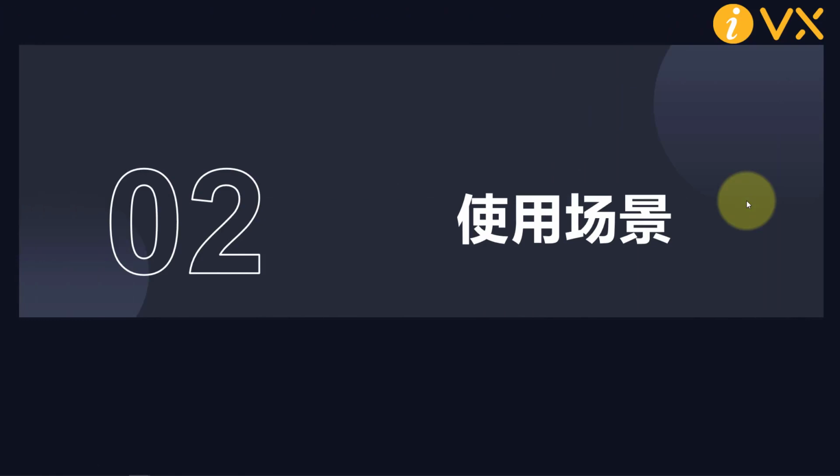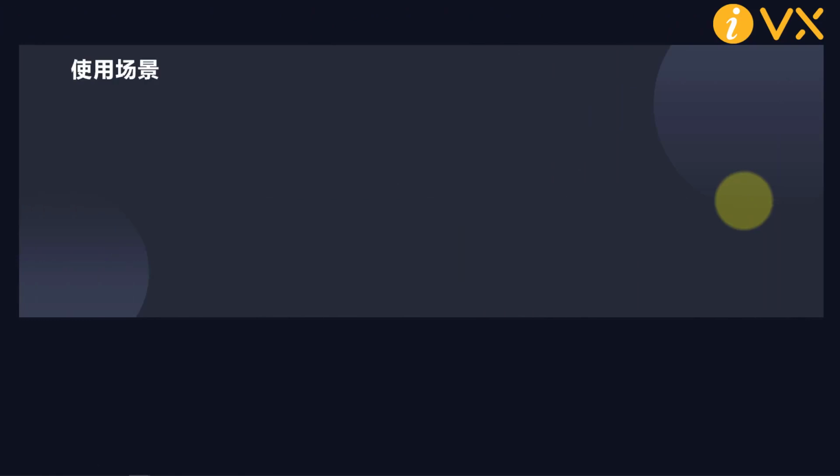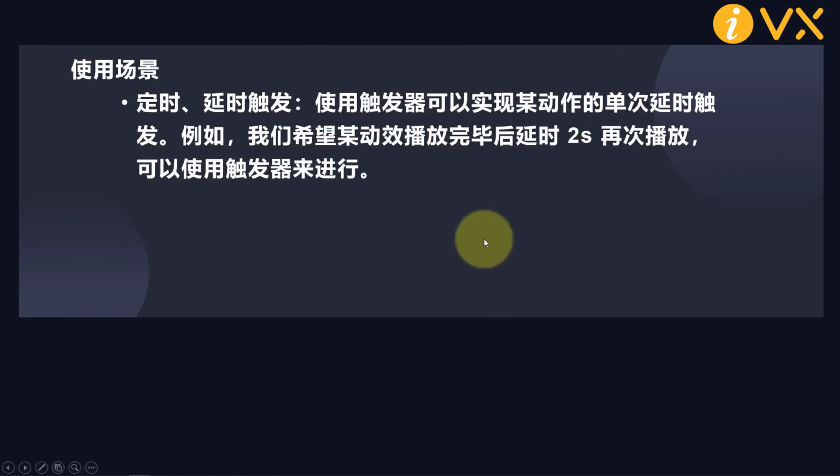So let's take a look at some applicable scenarios. It mainly includes the following scenarios. The first point is timing and delay triggering. After using the trigger, you can realize a single delayed start of an action. For example, if we want an action or an event to be executed, and then delay 2 seconds to trigger, we can use the trigger to do it.